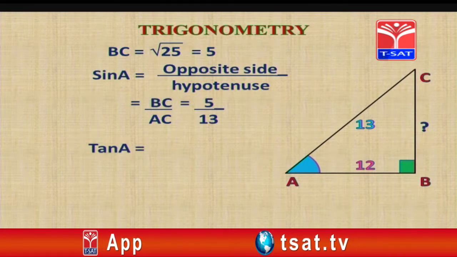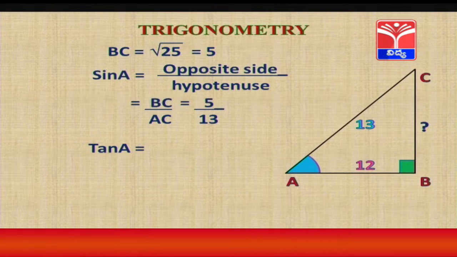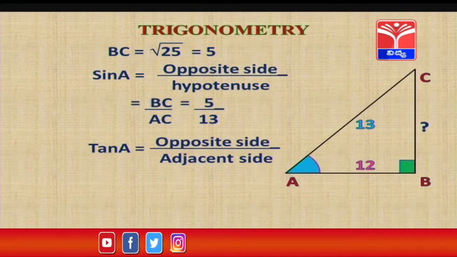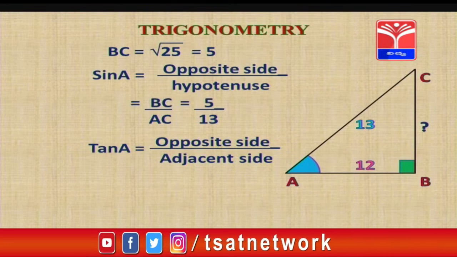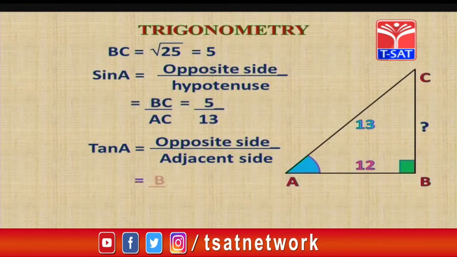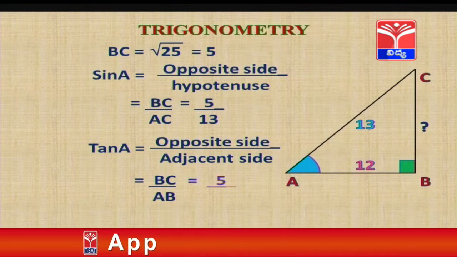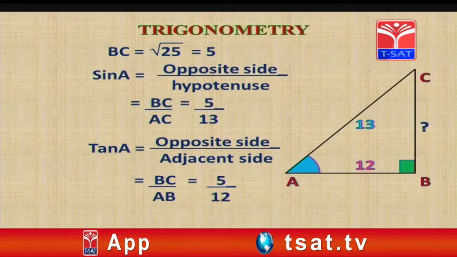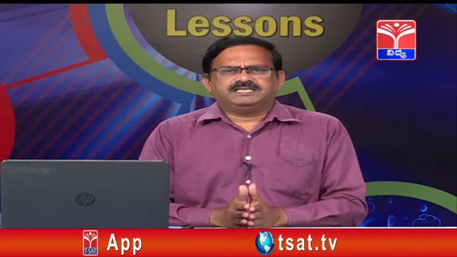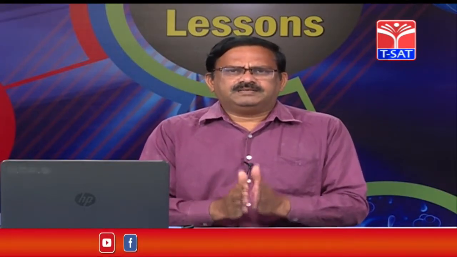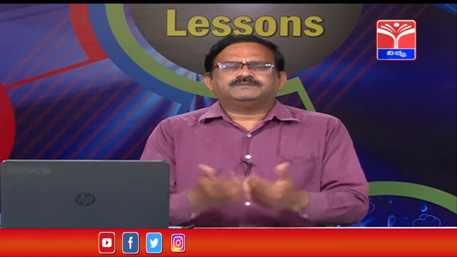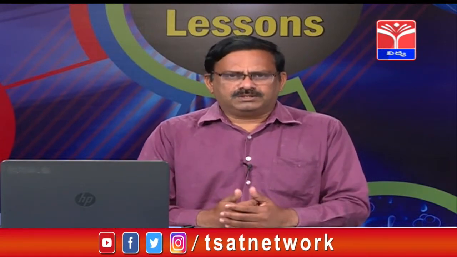Now, tan. What is the ratio of tan? That is opposite by adjacent side, is it right? Now, what is opposite here? BC, and adjacent is AB. So, your answer is going to become 5 by 12. Are you clear, children? Observe that when one particular ratio has been given, by using the triangle and the Pythagoras theorem concept, we are able to find out the remaining ratios also, is it right?